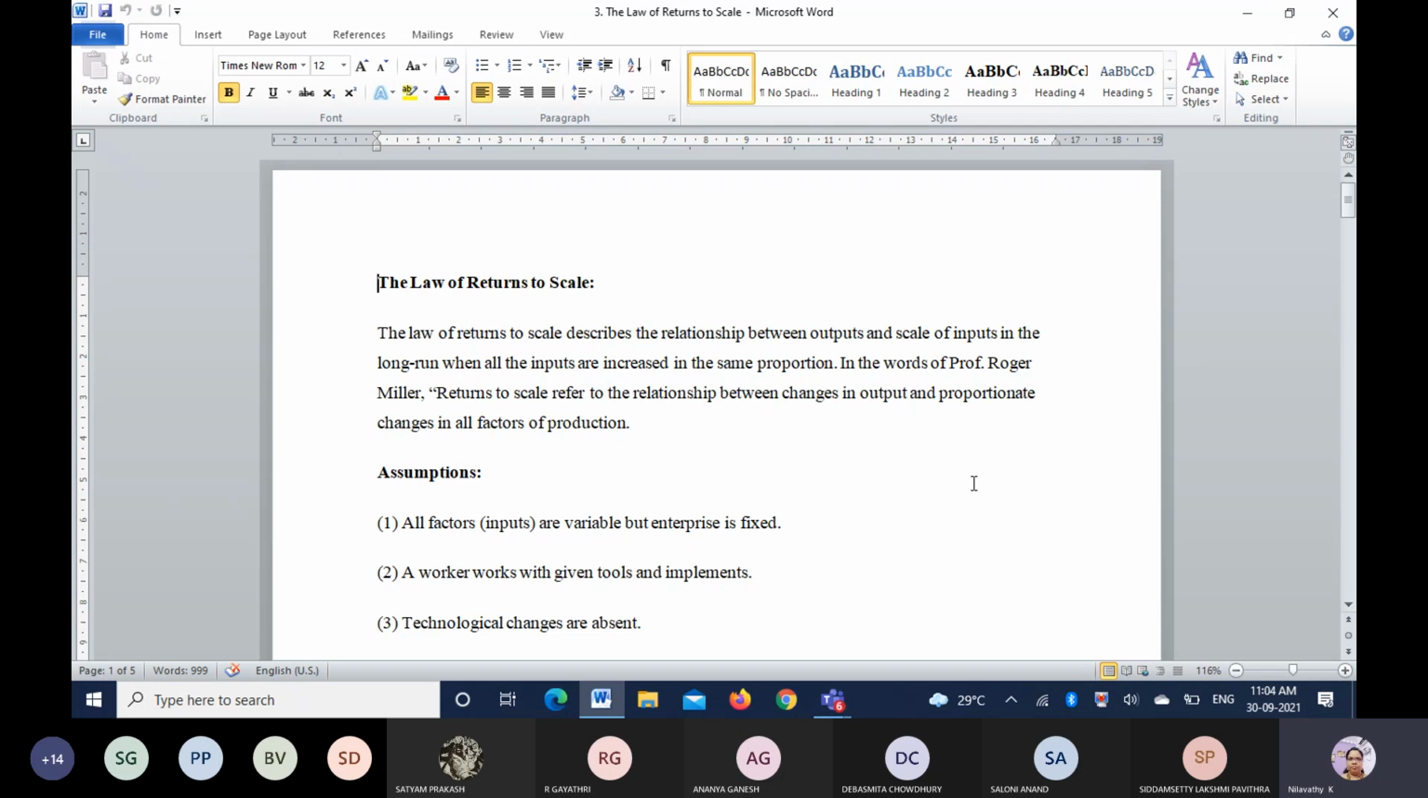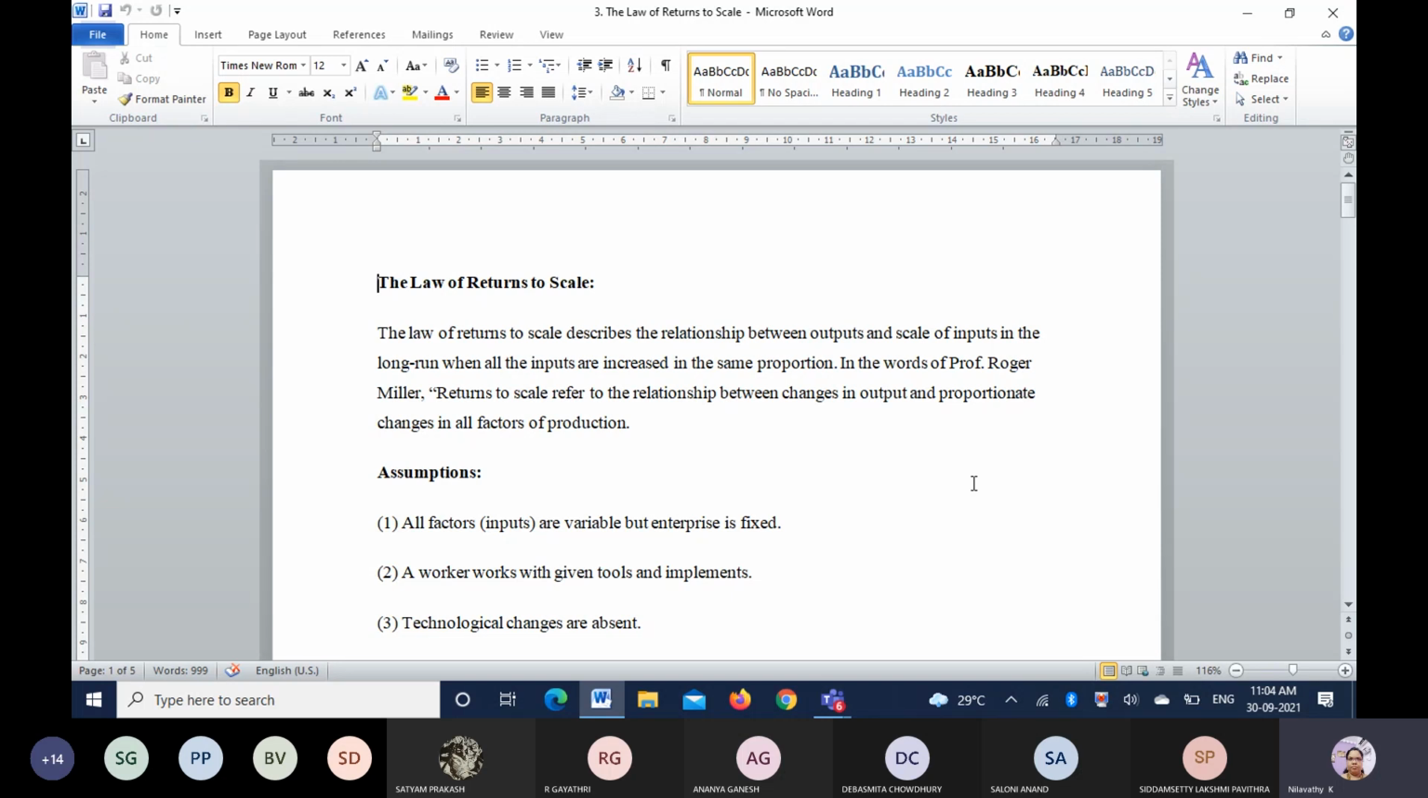So it can be of any combination, but proportionately, if the same combination is going to be used and increased, what will happen to the returns? What will happen to the output? That is what the law of returns to scale is. So law of returns to scale says that there can be three possibilities. There can be increasing returns, constant returns, and diminishing returns. Okay, so these three possibilities are there. So that is what this theory explains.